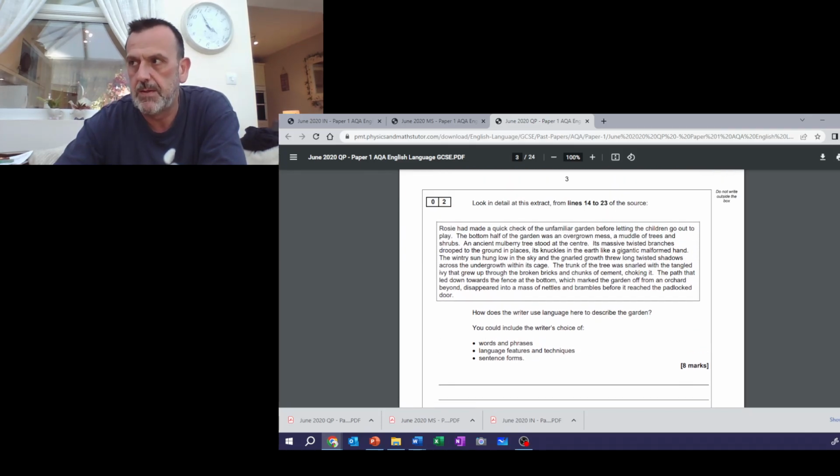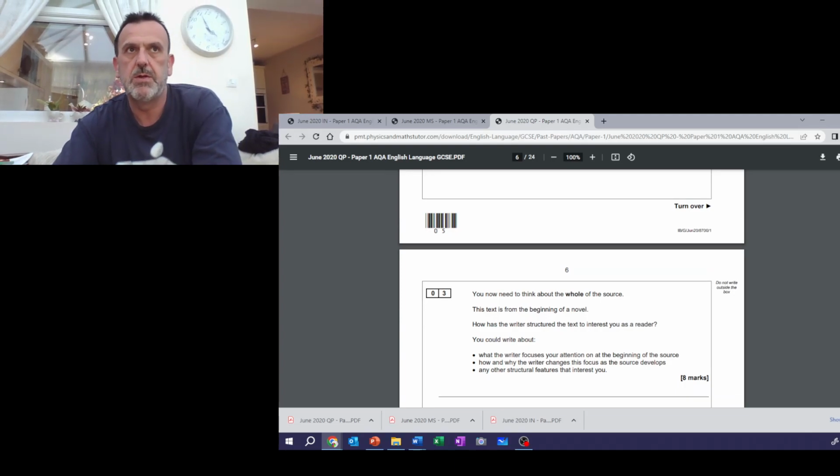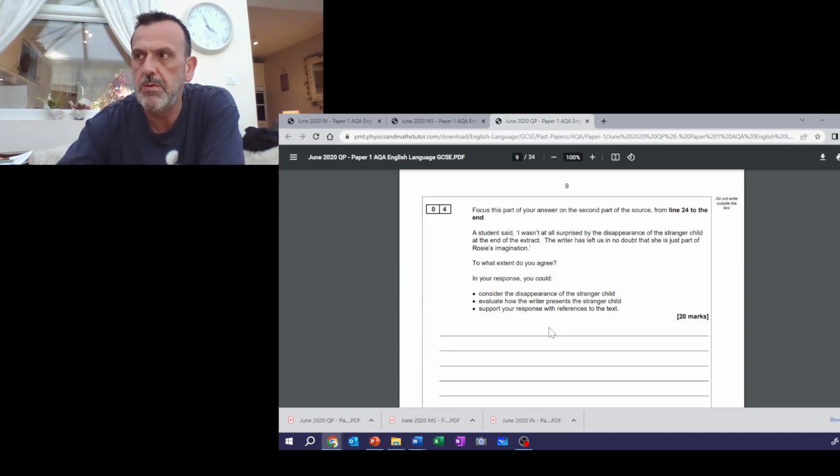Question 2, you get the section, you get which line, so there's no excuse for going outside the lines. How does a writer use language here to describe the garden? So we've got setting, we've got a character, and we've got a setting. So both those things are obviously integral to the extract and what the writer's trying to achieve. Question 3, you know what that question is going to be. How has the writer structured it? So as you read it, which we're going to do in a minute, you should be able to get a sense of it. It starts here and it goes here. Now question 4, I don't think you can do question 2 or 3 unless you've read question 4, because it gives you a clue as to where you should be looking.